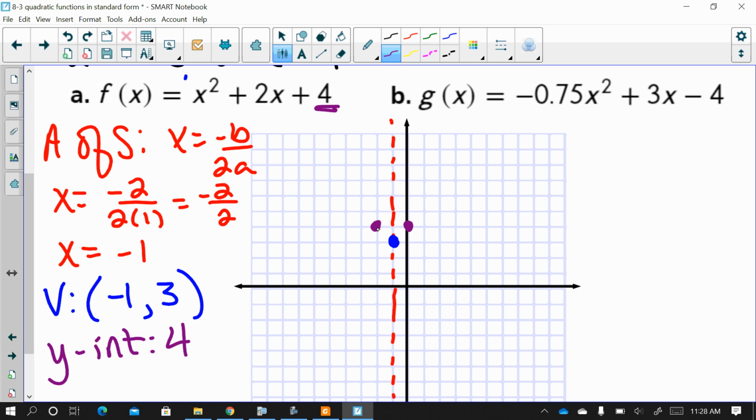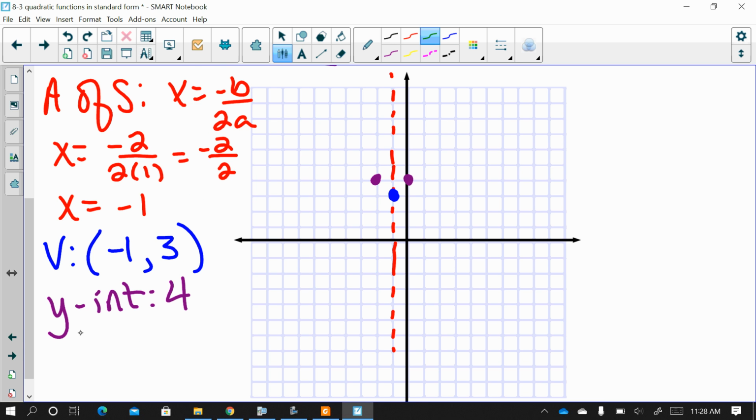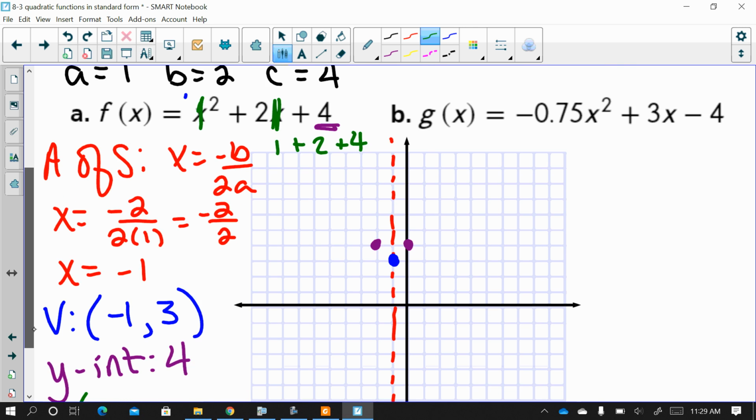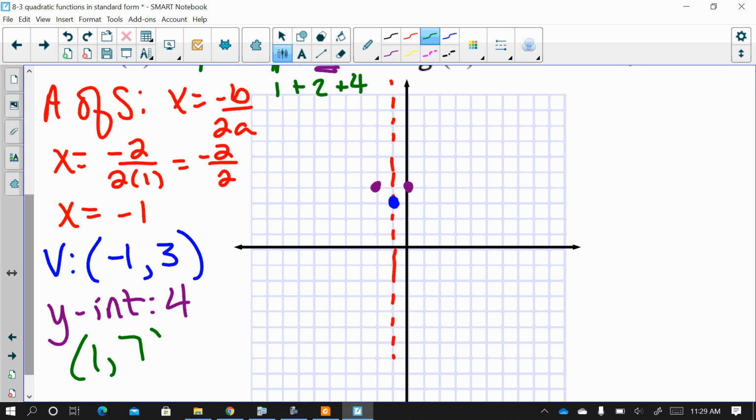And one more point. So what's an easy thing to plug in? I think 1's easy to plug in. So if I plug in 1, 1 squared plus 2 times 1 plus 4. 1 squared is 1, 2 times 1 is 2, plus 4. 1 plus 2 is 3, plus 4 is 7. So I get the point 1, 7. Okay, so 1, 1, 2, 3, 4, 5, 6, 7. Notice he's 1, 2 away, 1, 2 away on the other side. And I have enough to graph my parabola.